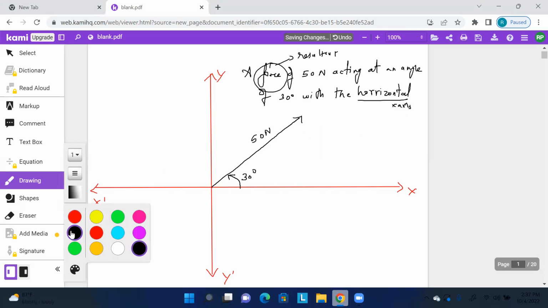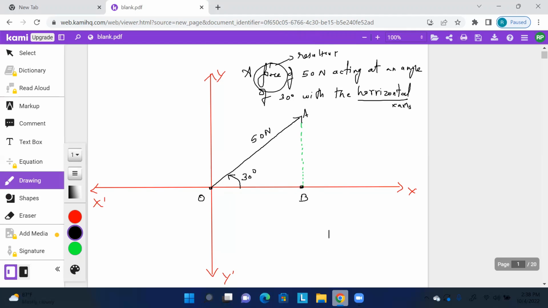Now, here I'll make some construction. I will extend this 50 Newton with the X axis, because since the angle is made with the X axis, I can solve by relating it with the X axis. Let me name it: the origin as O, the intersection point as B, and the extension point as A. So we have created a triangle OAB, and this triangle is going to help us resolve the horizontal and vertical components.